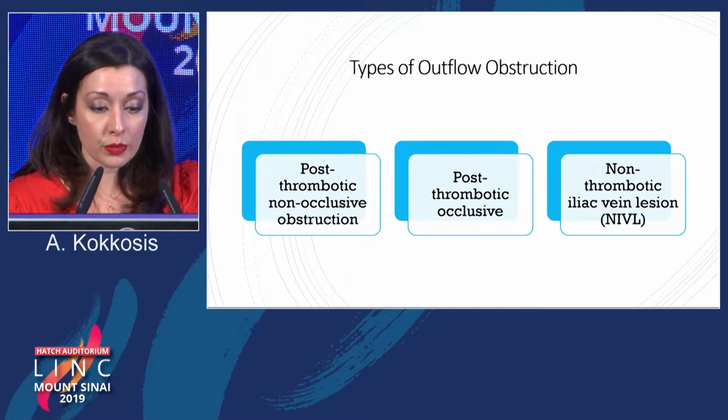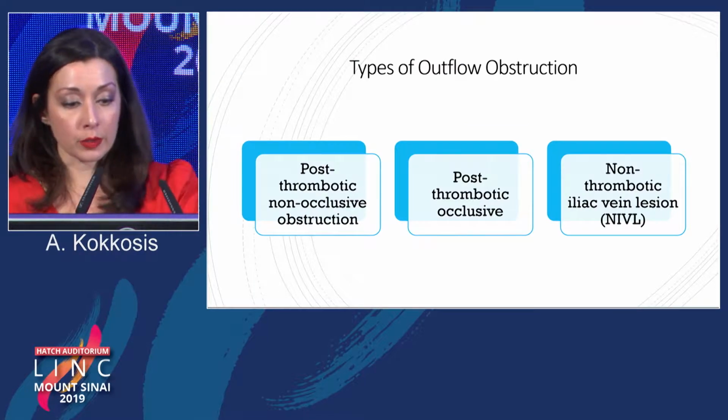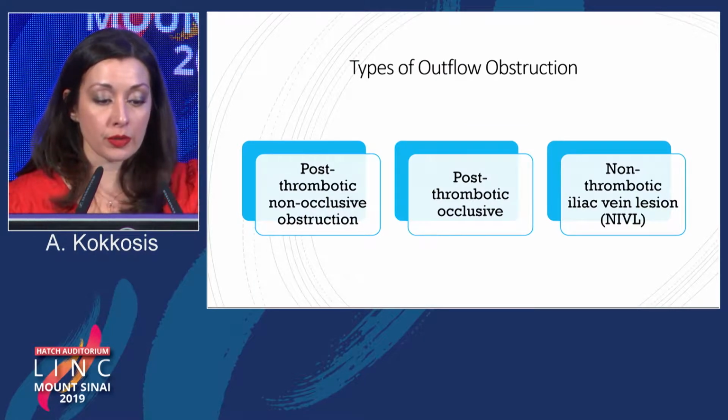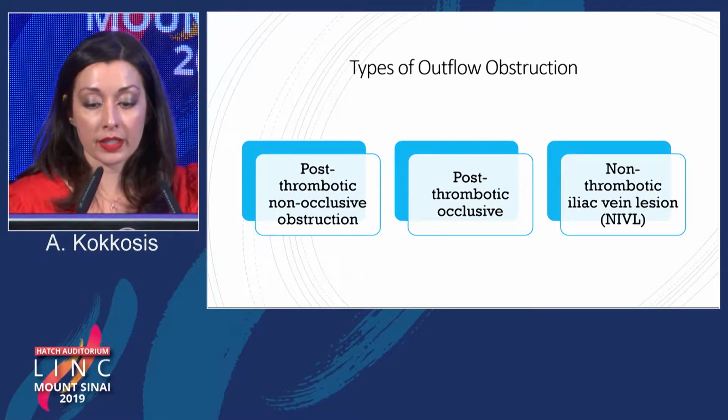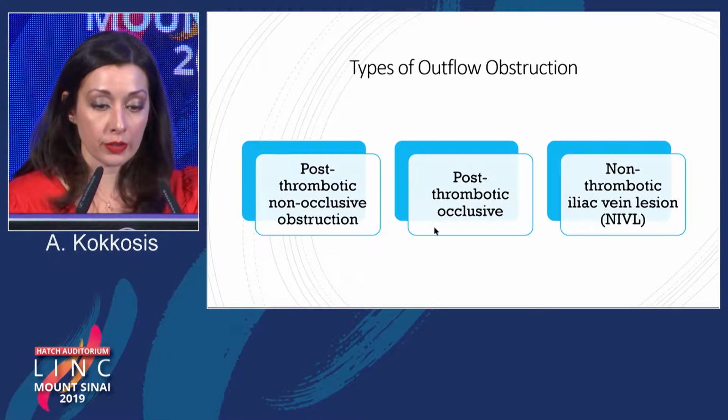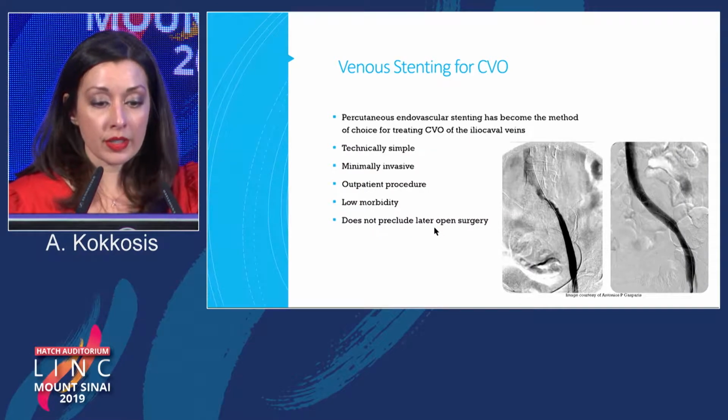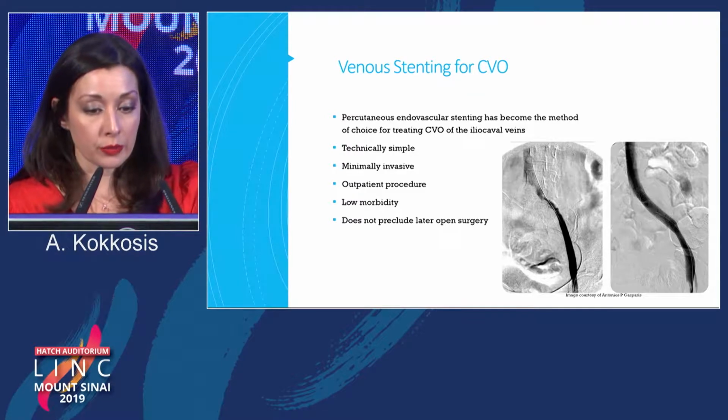Obstruction and reflux really result in severe morbidity with post-thrombotic syndrome. The types of outflow obstruction that we consider are post-thrombotic non-occlusive obstructions, post-thrombotic occlusive, or the non-thrombotic iliac vein lesion, just the typical May-Thurner. So I'm going to give a brief overview of how I do venous stenting for chronic venous occlusions.